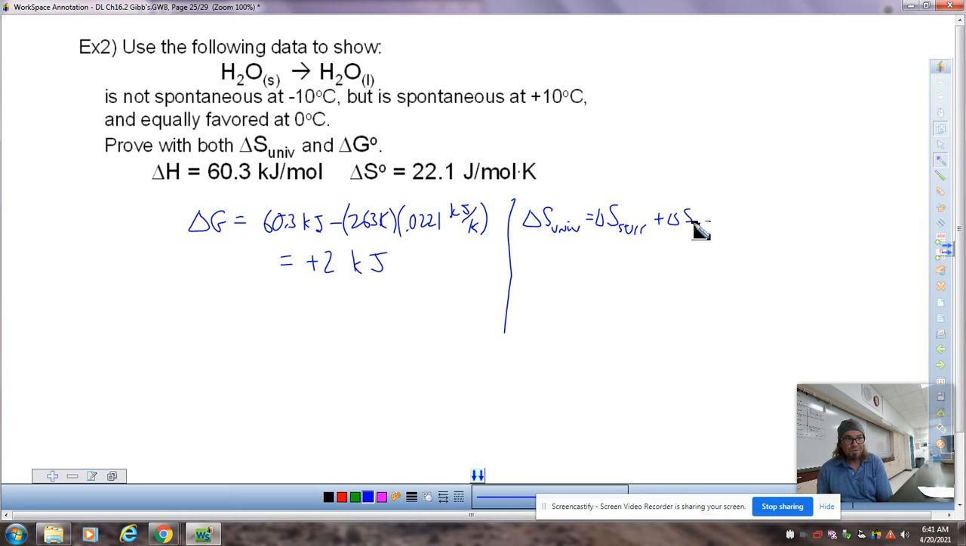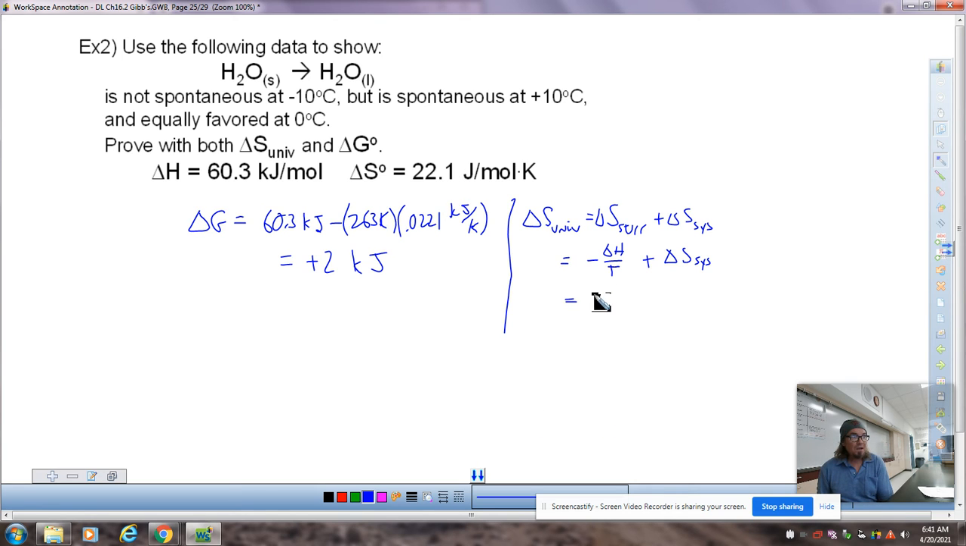Plus delta S for the system. And for the delta S for the surroundings, we have a substitution where we can put a negative delta H over T. Really, by doing this, we're already using the Gibbs free energy equation, it's kind of intermingled into this already. And then delta S for the system is the 22.1.